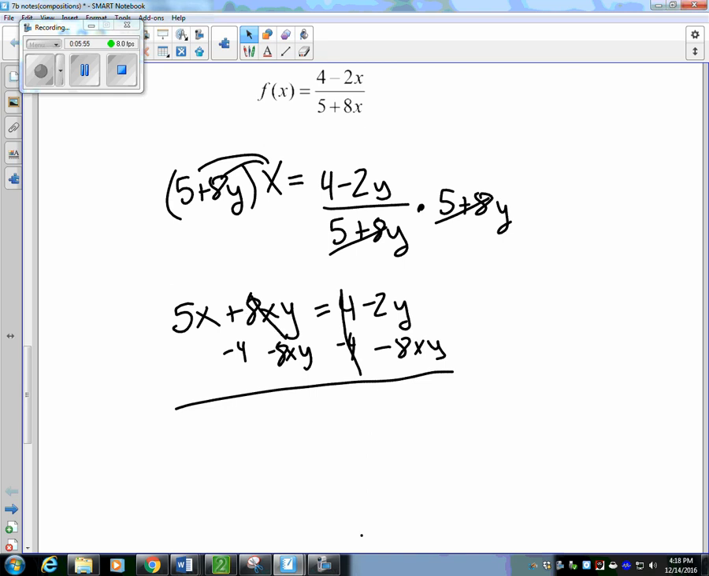You get 5x minus 4 equals negative 2y minus 8xy. Now the y's are on the same side. You should hopefully be thinking about factoring the greatest common factor out. So we have 5x minus 4 equals the greatest common factor. The first term is negative, so I'm going to take that out.